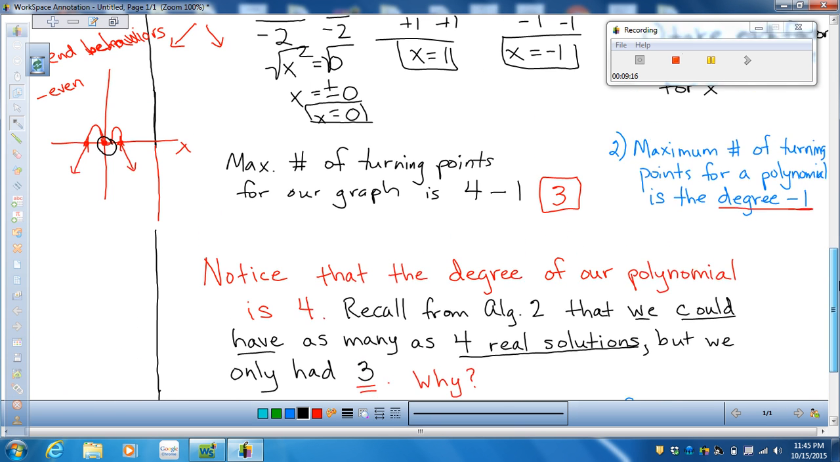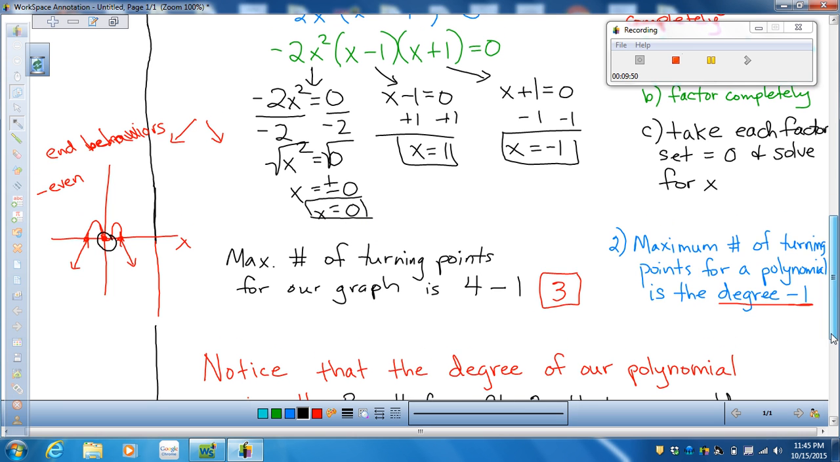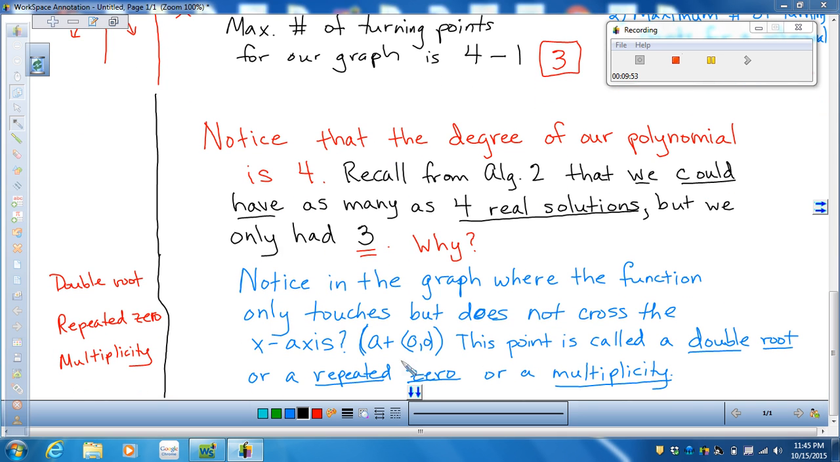And one other place I want you to look is up here in our equation when we were solving, where we had negative 2x squared equals 0. Normally we get 2 answers, but when we take the square root of 0, it's both positive and negative 0. Positive or negative 0 is still the same answer, we just get 0. If that had been a 1, that would be 2 different numbers, but because it was 0, positive or negative 0 is just plain 0. You can't have a positive or a negative. So we only ended up with 1 answer instead of 2. And that's called a double root, or a repeated 0, or a multiplicity.